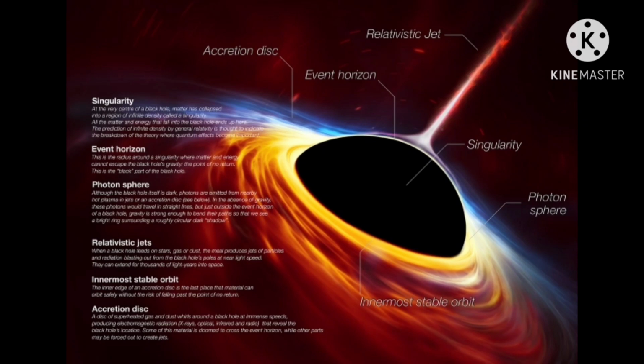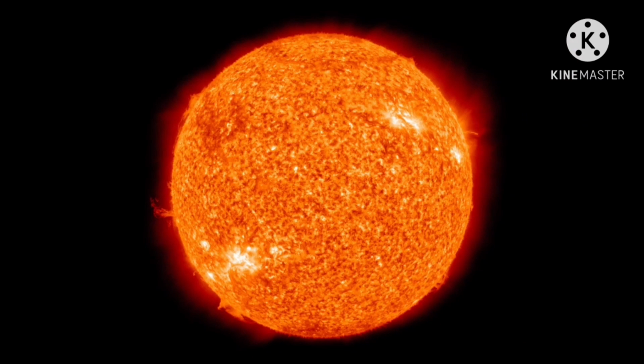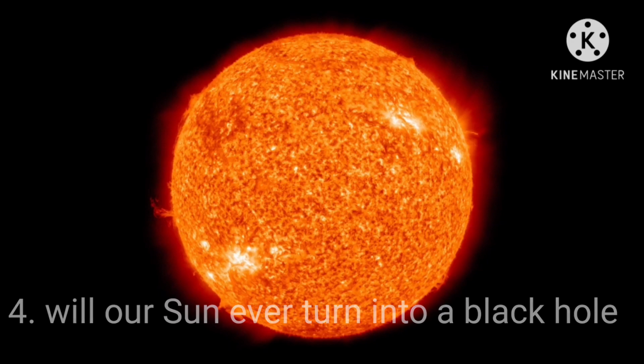Now, the accretion disk. A disk of superheated gas and dust whirls around a black hole at immense speeds, producing electromagnetic radiation like X-rays, optical rays, infrared and radio waves that reveal the black hole's location. Some of this material is doomed to cross the event horizon, while other parts may be forced out to create jets. That's all.